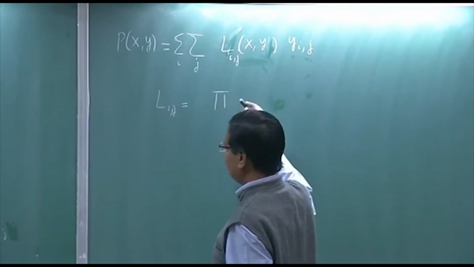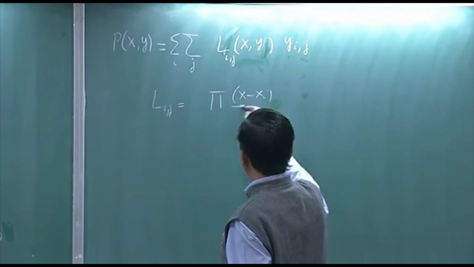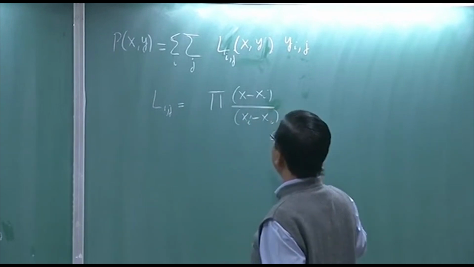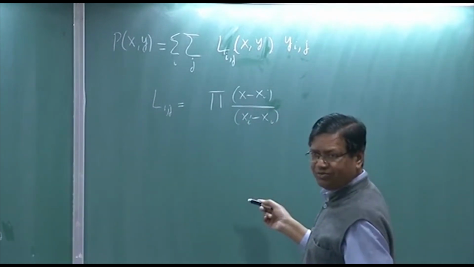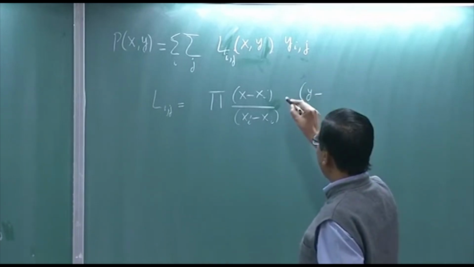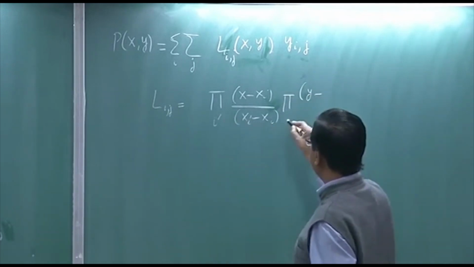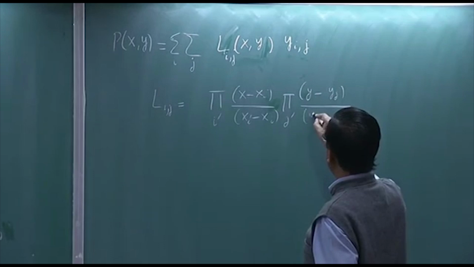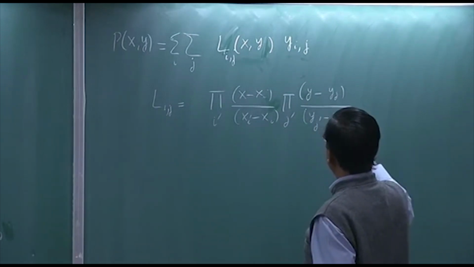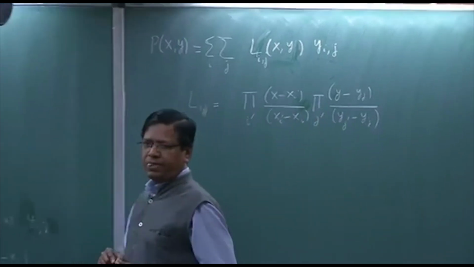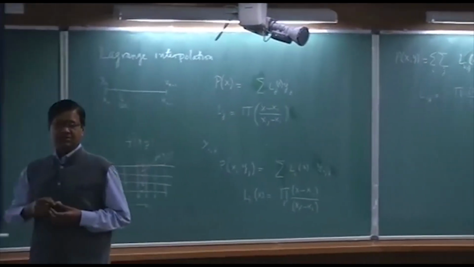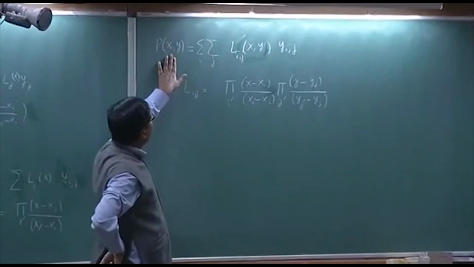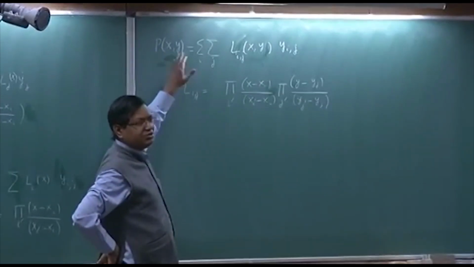Product of x minus x_i prime, and for the y I have to do the y product. So this i prime, j prime, y minus y_j. So you do it in two steps. So this is a formula. This will give you the interpolated value at any (x, y) in the domain.